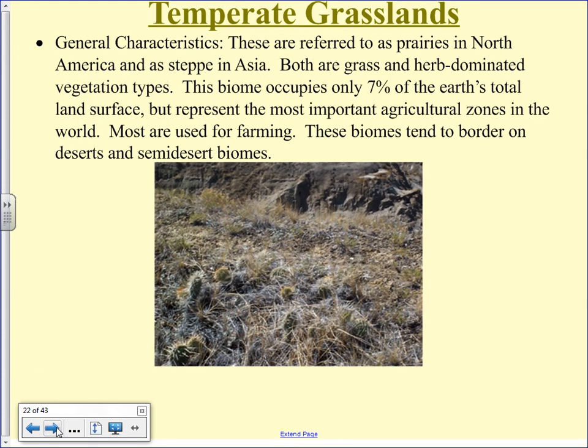All right, temperate grasslands. Now, you look at that picture and what do you see? Okay, see ground, see grass. Okay, see ground, you see grass, but you see cactus. Okay, why do I have a picture of cactus in a temperate grassland biome? Okay, can cactus grow in the grass?